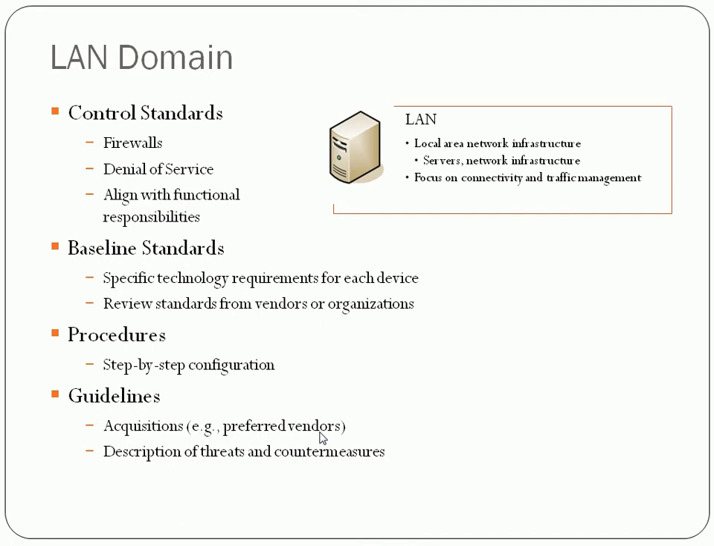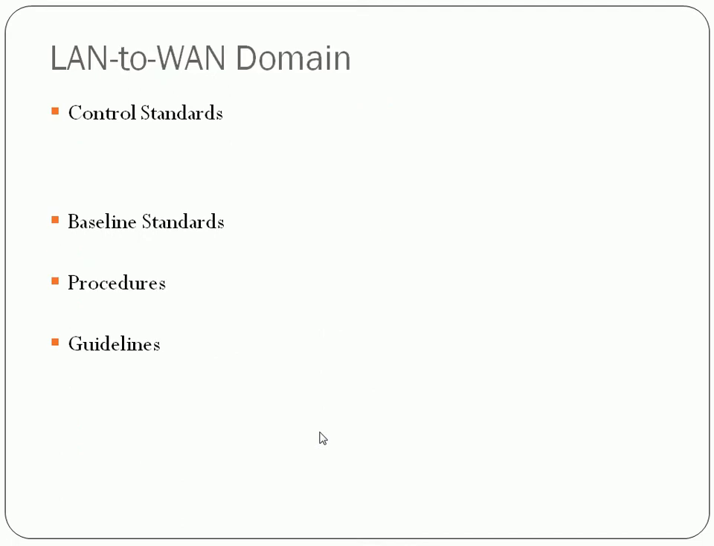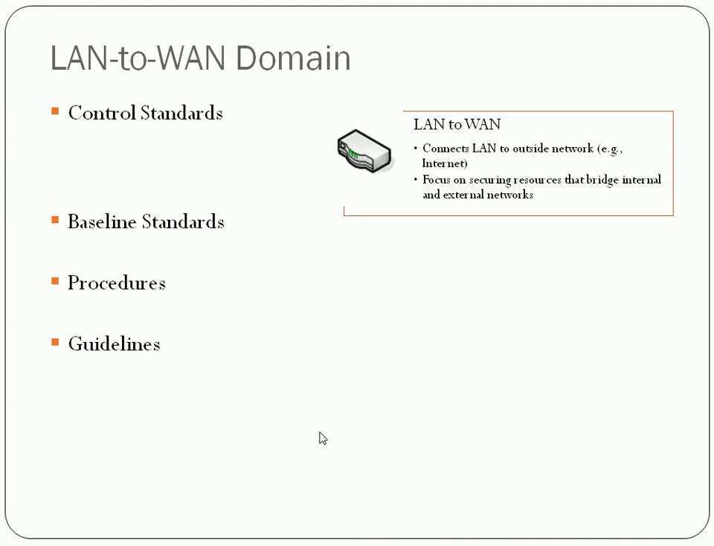So next, we're going to talk about the LAN-WAN domain. The DMZ would probably be in the LAN-WAN domain, and that's what we were talking about before. It connects the LAN to the outside network, for example, the internet. So it focuses on securing resources that bridge internal and external networks. So again, this is probably a lot of infrastructure that we would normally call the DMZ, the demilitarized zone, which we talked about before. So some control standards could talk about access control to the internet. So maybe you want to keep users from accessing certain websites. Keep users from accessing certain ports, things like that.